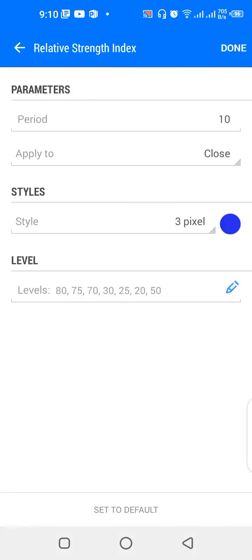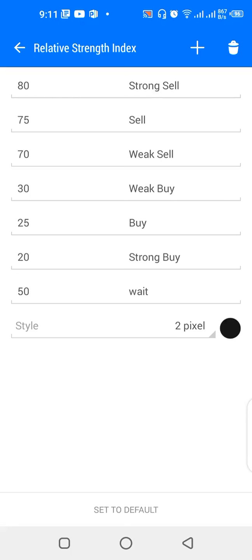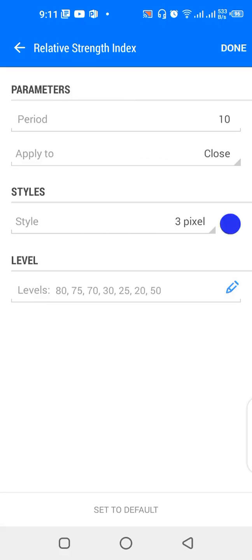The indicator window 3, we have a relative strength index. Period is 10, apply to close. Color is blue. Let's look at the levels. We have 80 for strong sell, 75 for sell, 70 for weak sell, 30 for weak buy, 25 for buy, 20 for strong buy, 50 for wait or crossover.